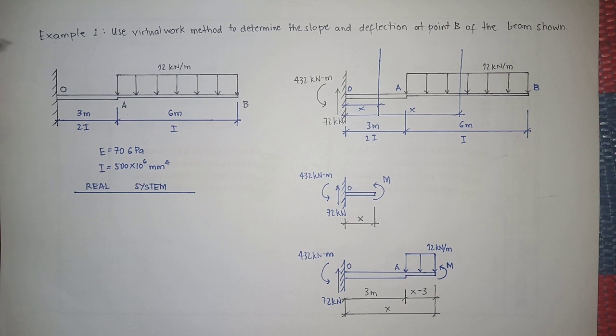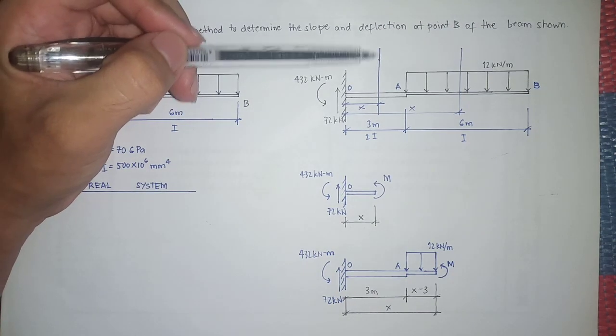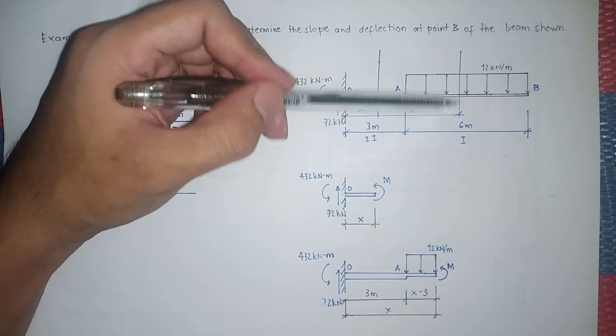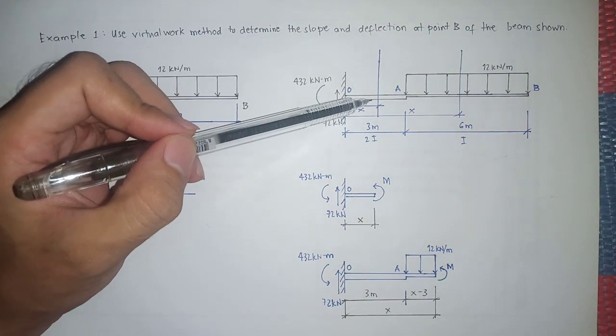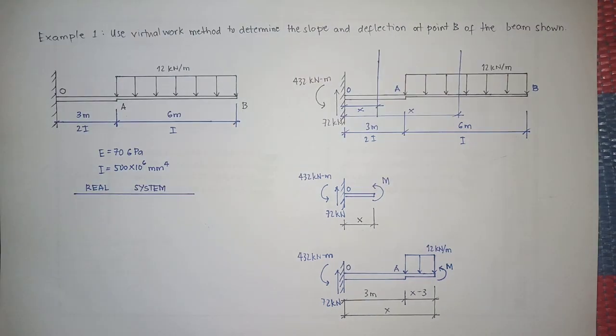Okay. So, kailangan tayo magpass ng cutting plane doon sa point or sa segments na may discontinuous na system. Moment of inertia or loading. So, in this case, we have 2 segments. We have segment OA and we have segment AB. Bakit po, sir? Kasi sa segment OA, iba yung moment of inertia niya doon sa segment AB. So, we need to split this into 2.